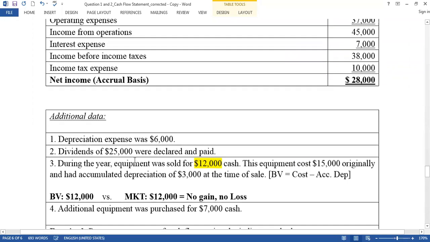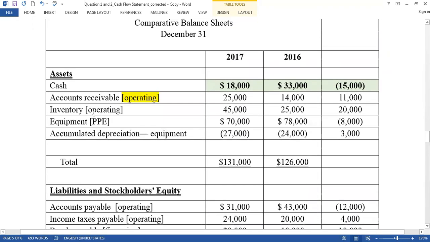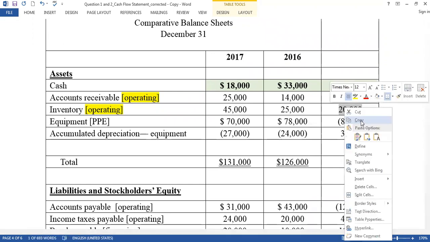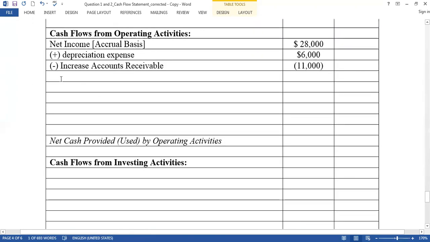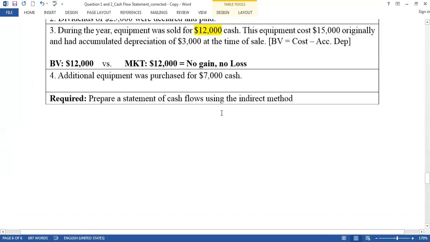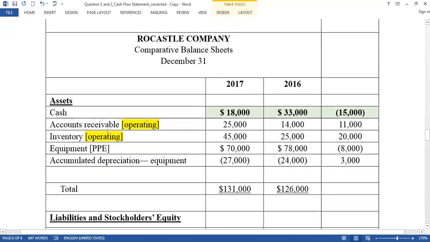Then look at any other current asset. The other current asset is inventory. Inventory is also increased, right? That means this money is not with you, so it is minus. Then we don't have any other operating items from the asset side.